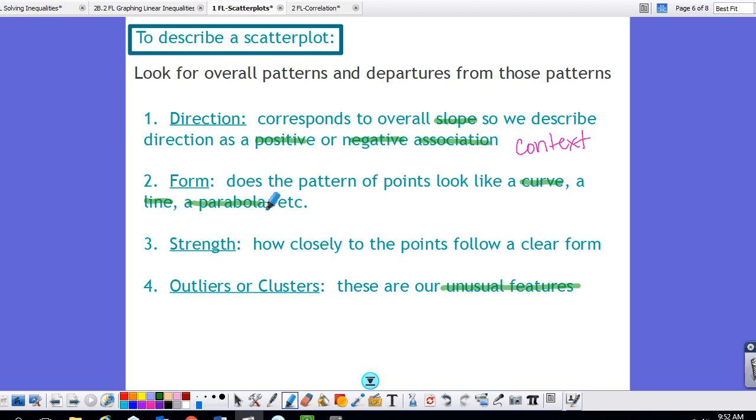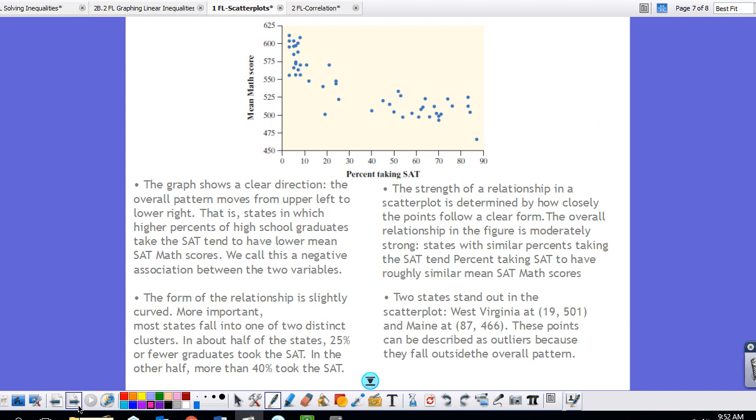And then the last one's kind of self-explanatory. We have things that don't follow the rest of the data set. Do we have clusters of data? Is there anything unusual going on? And throughout all of this, context, context, context. Here's the example from before, the percent taking SAT and the mean math scores. We go through and talk about direction, form, and strength, and they give you an example of what it should look like.